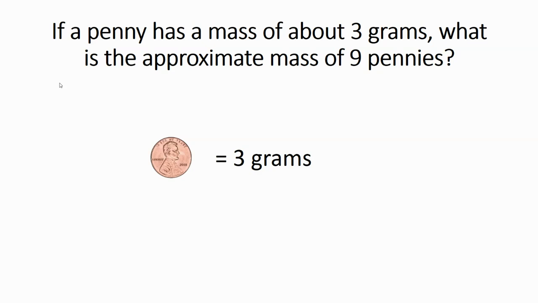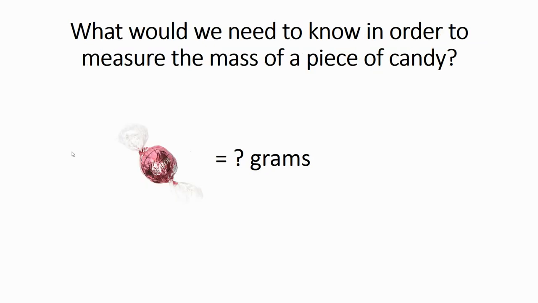Well, that's like saying 3 times 9, or 3 plus 3 plus 3, and doing that repeated addition 9 times. So I know that 3 times 9 equals 27 grams. Okay, so 9 pennies is going to be about 27 grams. That's my mass. All right, let's try another object.